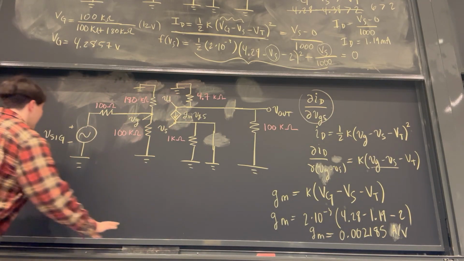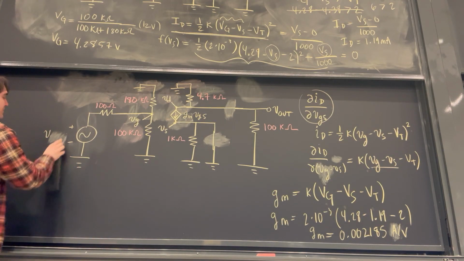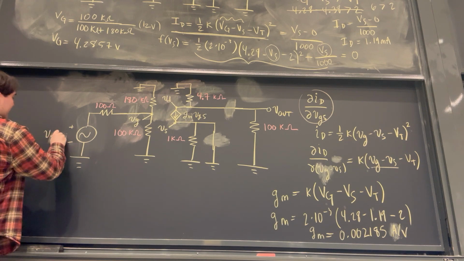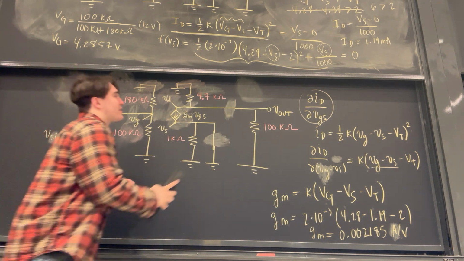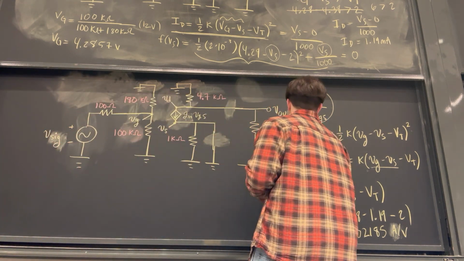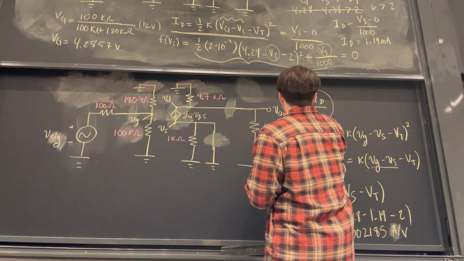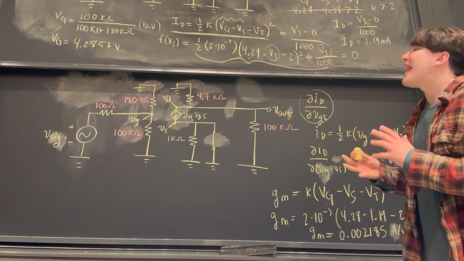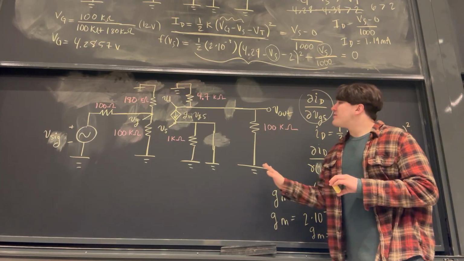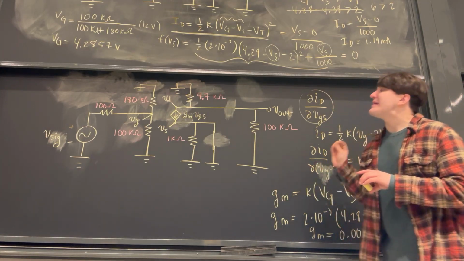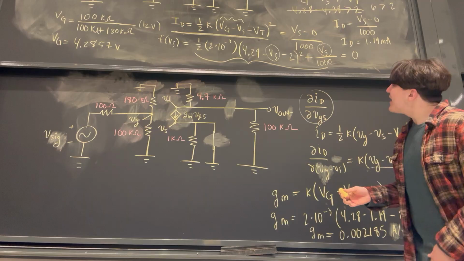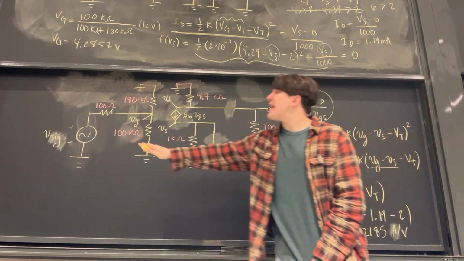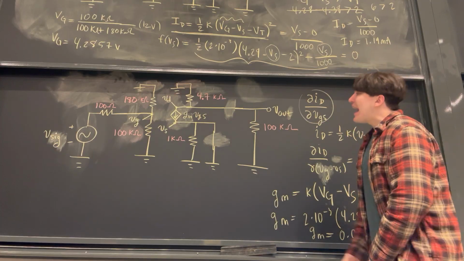In the AC regime, it's important to use lowercase letters, so I'm just going to change these to lowercase letters. And the same thing for v out. I'm just going to change this to lowercase letters so we're all consistent and we're not still thinking we're in the DC bias regime. So now, this is the circuit we have to analyze if we want to find the ratio or the gain between v out and v signal. So how do we go about doing that?